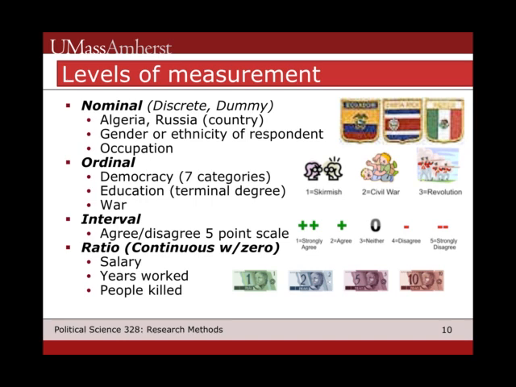So a ratio variable is one in which the difference between 1 and 2 is the same as the difference between 2 and 3 is the same as the difference between 3 and 4, but 0 has meaning. So salary, years worked, people killed. These are all things where a 0 means you didn't kill anyone. Whereas a 0 on the strongly disagree to strongly agree scale doesn't necessarily mean anything. Now you could put it at the midpoint, but then do we really think that -1, -2, right? It gets a little bit tricky. It doesn't quite have a meaning. So that is the big difference between ratio and interval.